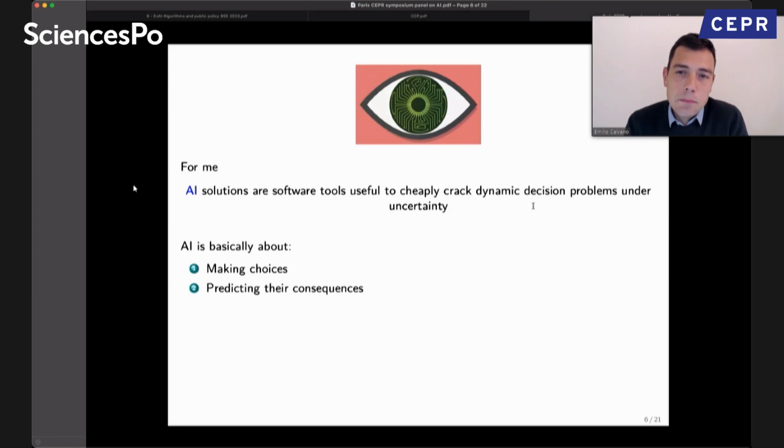Now, if I have to give you my take on what AI is, I always thought of AI as simple software tools that are useful to cheaply, and I underline cheaply, crack dynamic decision problems under uncertainty. So you get solutions to hard problems. These solutions are not going to be perfect, but they're good enough, given how costly they are. AI is basically about making choices and then predicting the consequences of these choices going forward. And of course, if you know what the consequences of these choices are, then the choice part is really minor.